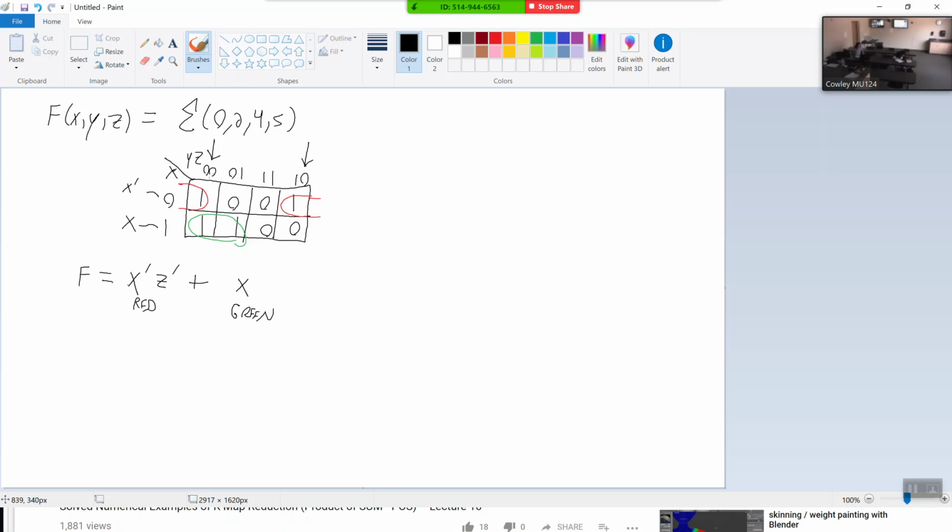Z drops away, because z is 0 here and z is 1 here. Now, in both these cases, y is equal to 0, isn't it? So what would that be? Y prime. So that'd be y prime.